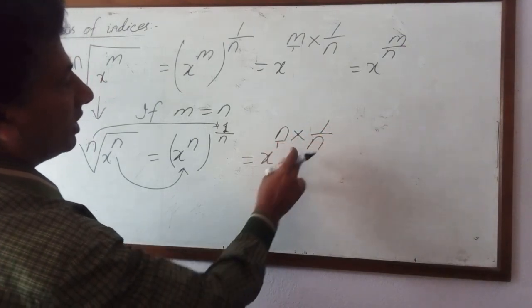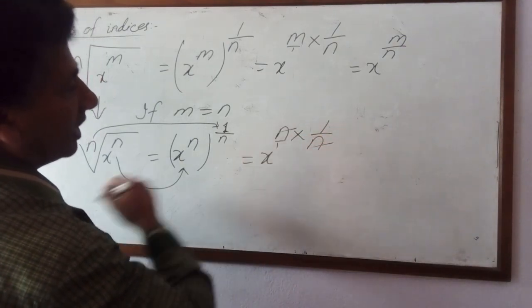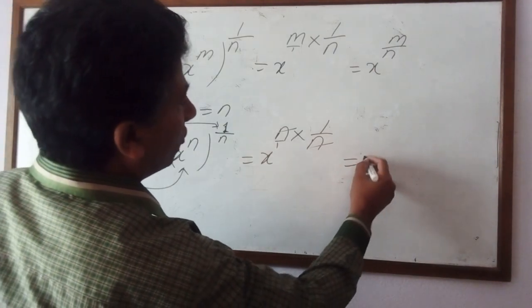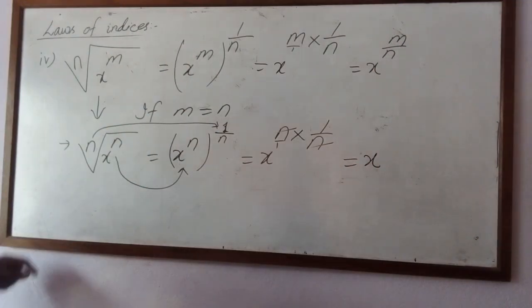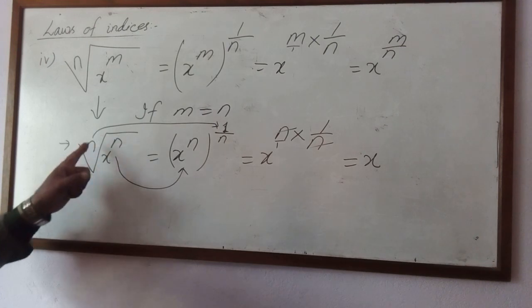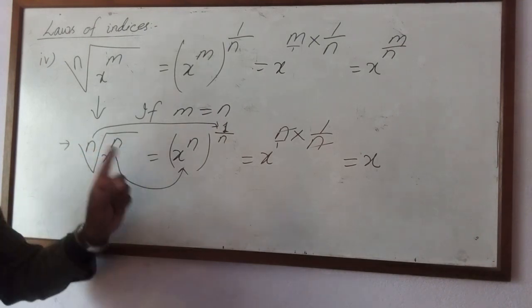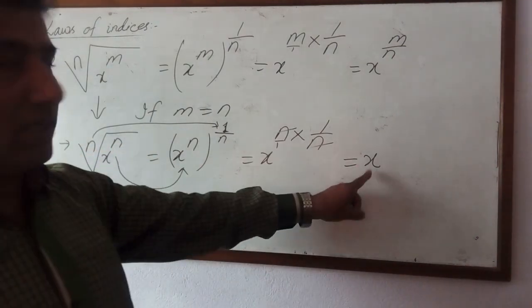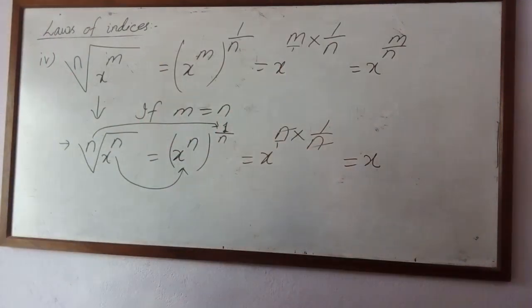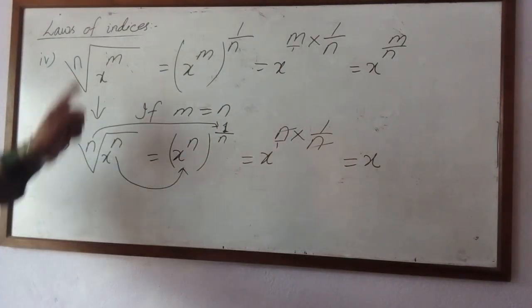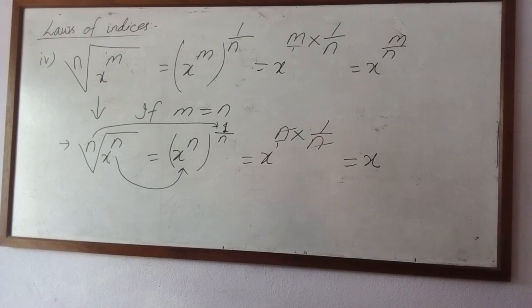Now here is 1, they have the same common factor, this n and n cancel, so it will be x. From here what we understand is, when they have the same, then the value will always be x. Remember, I'll give an example of this one. This is the rule. Now I'll explain by taking a few examples.